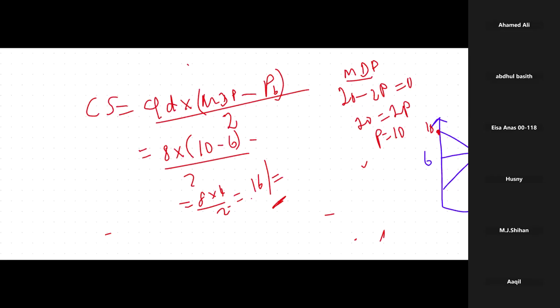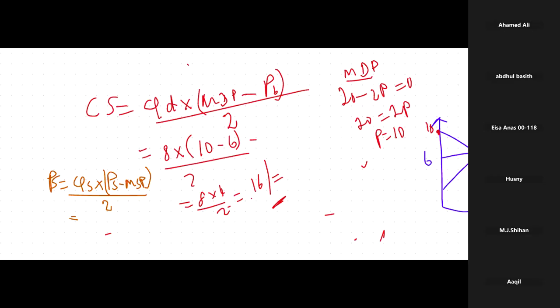Now the producer surplus we will calculate. When calculating producer surplus, you know, QS into seller's price minus minimum supply price over 2. QS into seller's price minus minimum supply price over 2.